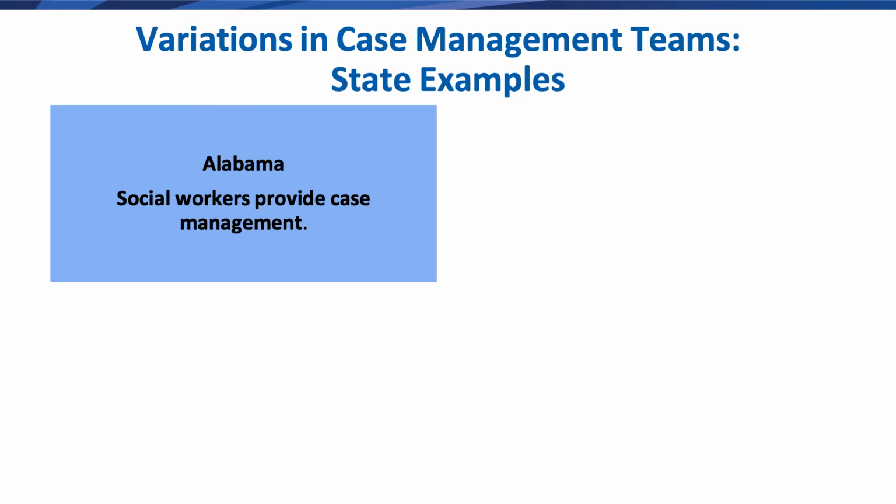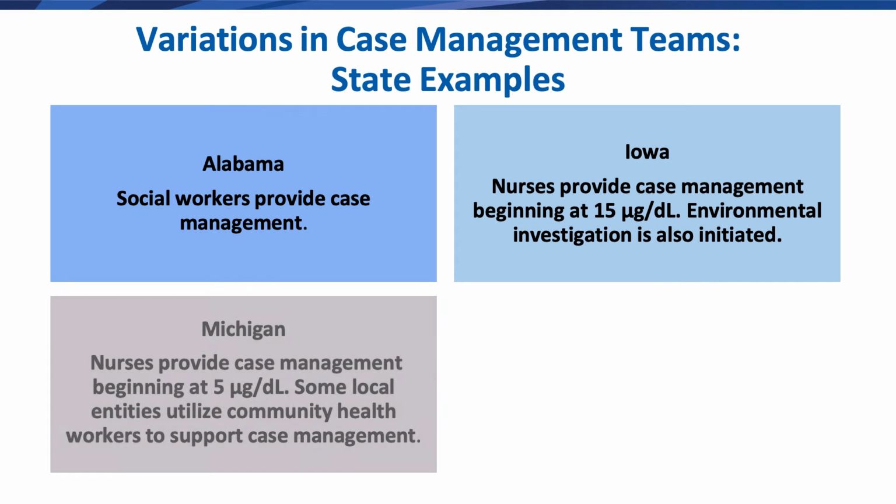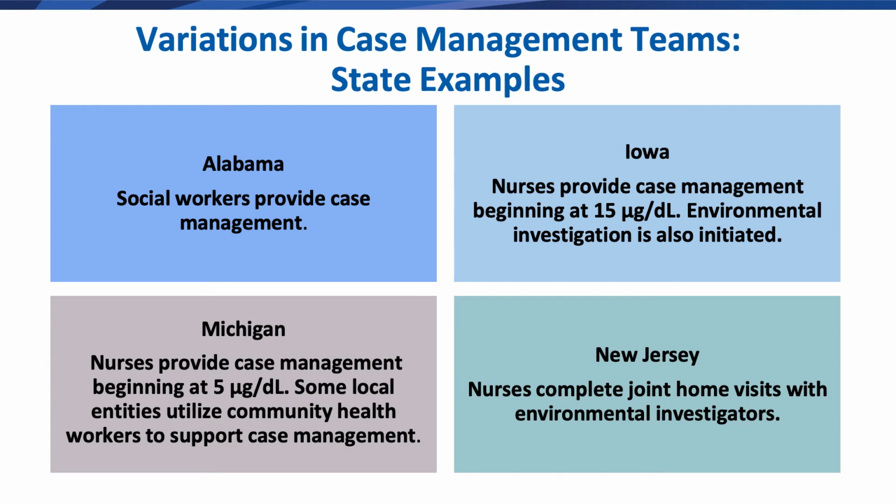Alabama uses social workers to provide their case management services. In Iowa, they use nurses. However, they do not begin case management services until the child has a lead level of 15 micrograms per deciliter, at which an environmental investigation is also initiated. In Michigan, nurses should provide case management once a child has a blood lead level of 3.5 micrograms per deciliter, and some local entities will use community health workers to support the nurses. In New Jersey, the nurses complete their home visits with environmental investigators.